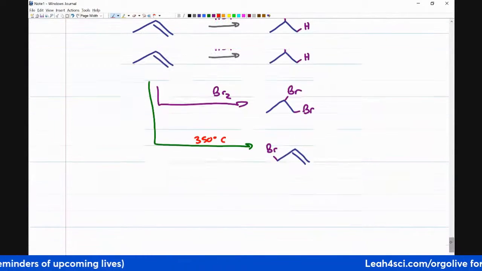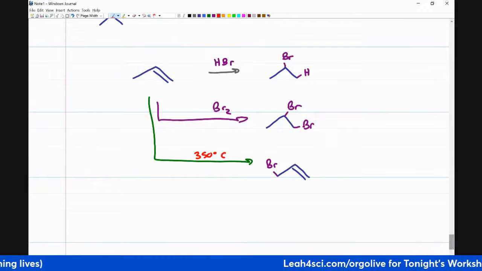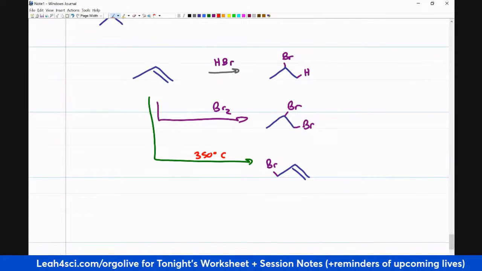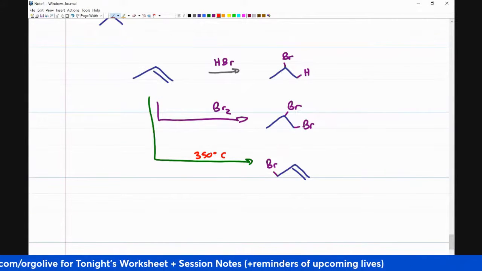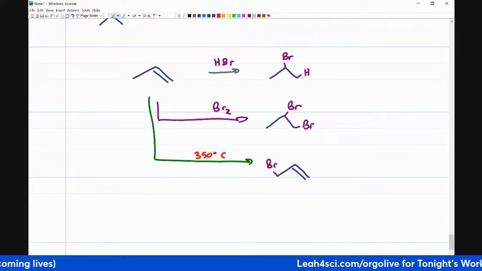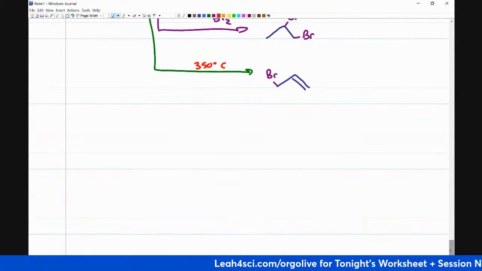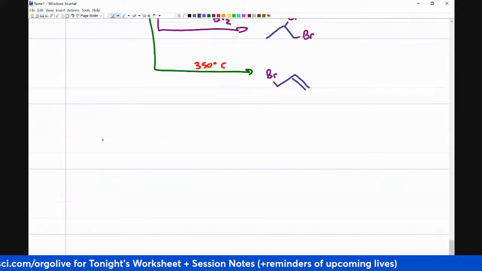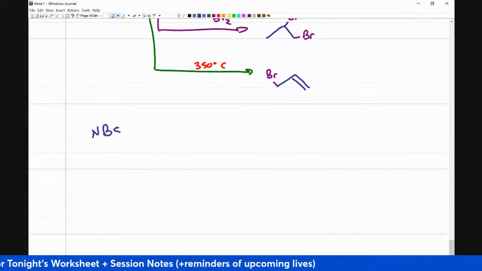So what we need is something that will allow the reaction to proceed as directed here, the way we want it to go, without having to raise the temperature that high. What can we do instead of raising the temperature to make sure the halogen goes where we want it to? That is where we bring in another molecule, and that is called NBS.